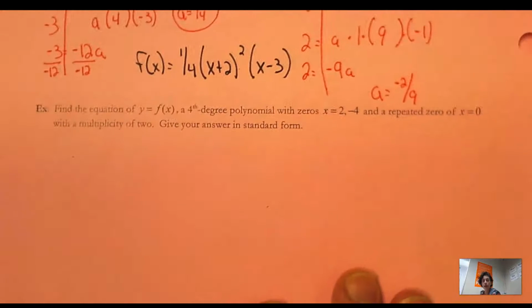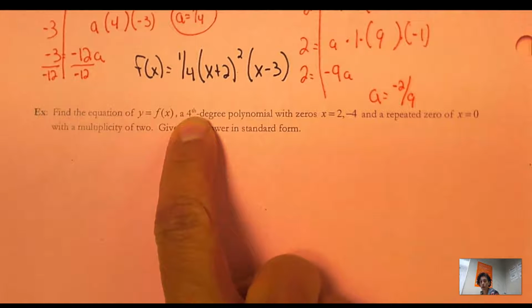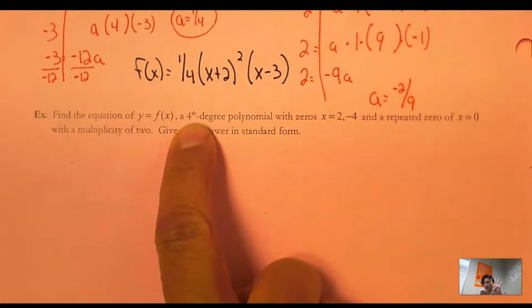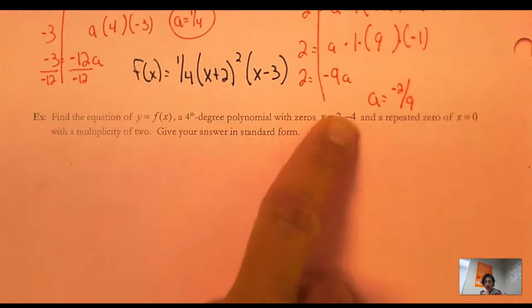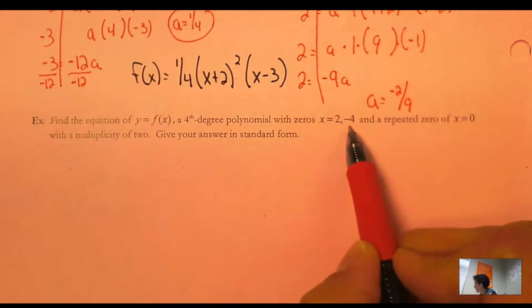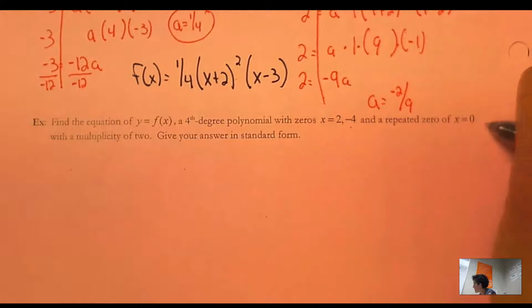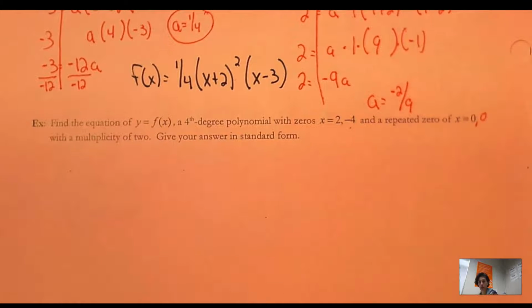So in this one, we're going to find the equation of f of x. It is a 4th degree polynomial. So that means in the end, my highest exponent will be a 4. And here are my zeros, x equals 2, x equals -4, and a repeated zero of x equals 0 with a multiplicity of 2, which means 0 showed up twice.